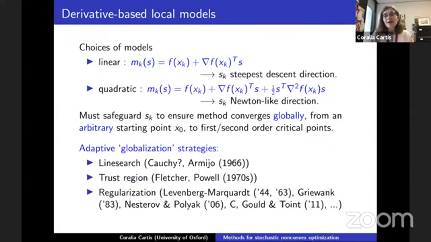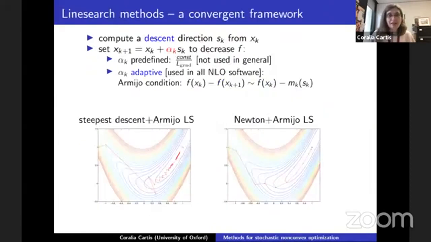To ensure that these methods advance appropriately to a local solution from an arbitrary starting point, this is what I mean by globally. Globally just means to a local solution, but from an arbitrary starting point, we need to safeguard this step. And so we have a few ways to essentially generate convergent methods for non-convex optimization. I will briefly go through them. This may be known stuff for some people, but maybe not for everybody. So I thought maybe it's worthwhile I briefly describe how to generate a convergent method typically when you have derivatives.